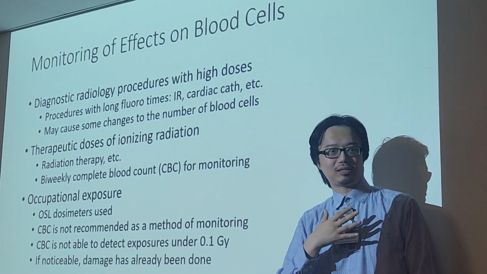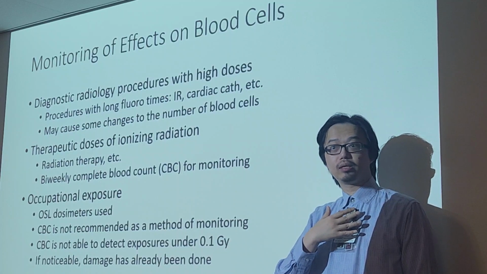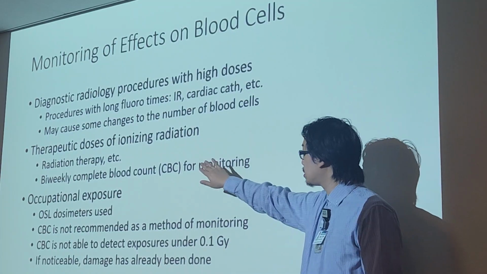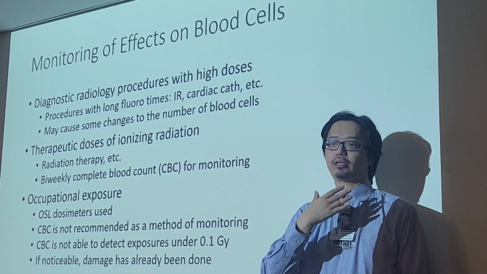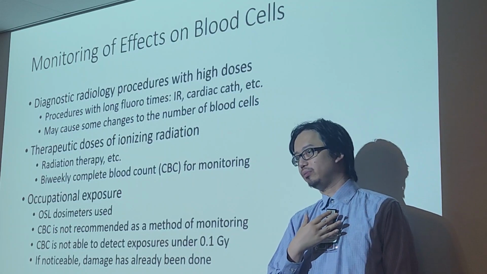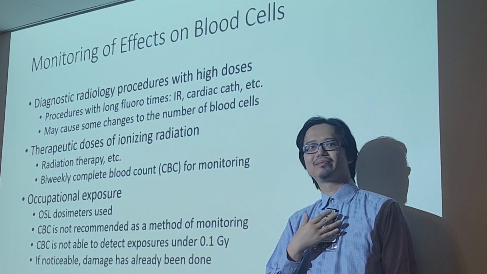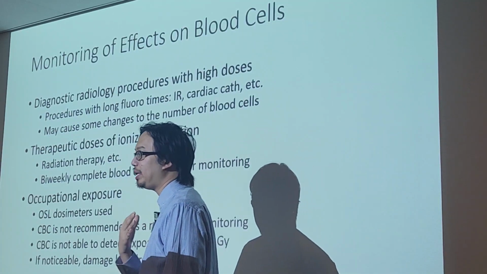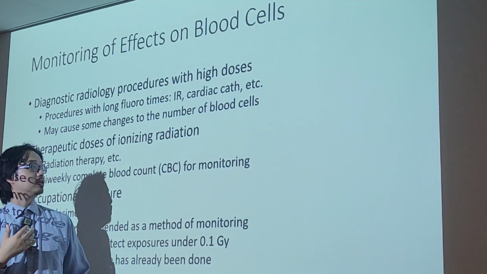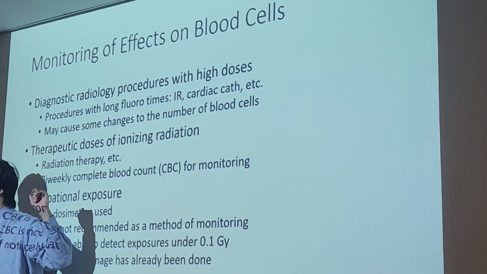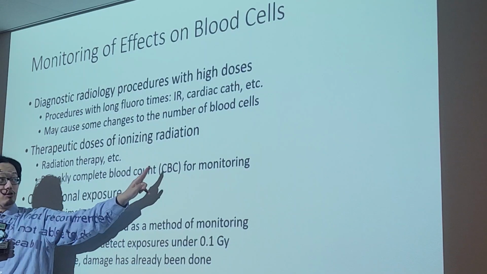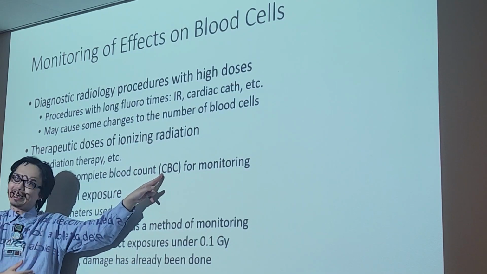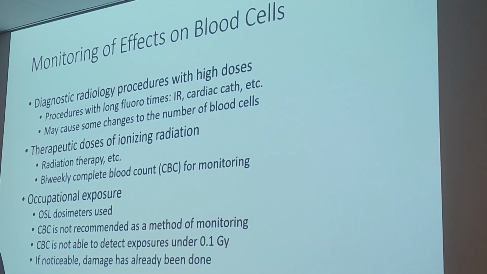Now, for us, occupational exposure. Do we use blood counts to monitor our exposure? No. Why not? Because we don't get enough. Exactly. We don't get enough radiation. We should not be seeing the effect in our blood counts. By the time you see an effect in your blood count, it's too late. You've received way too much radiation.